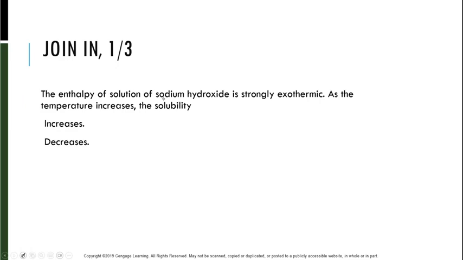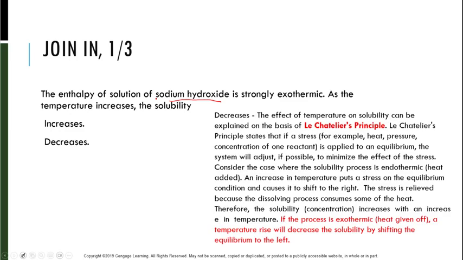Let's look at a few examples. The enthalpy of solution of sodium hydroxide is strongly exothermic. As the temperature increases, the solubility, we don't have a general trend for the solids. Again, most solubility increases as temperature increases, but we don't have that as a set rule. And in this case, sodium hydroxide, it actually decreases.